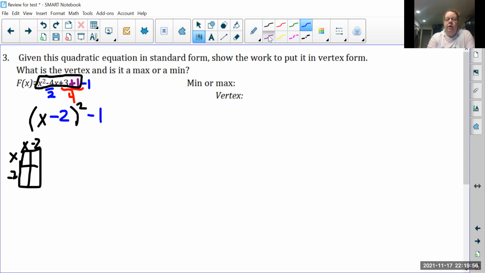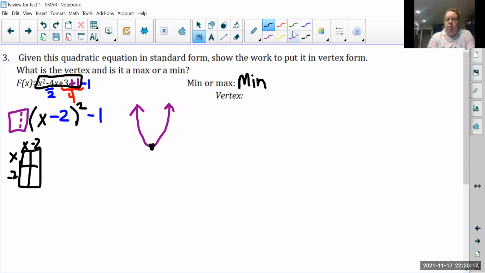So then I'm going to look over here and I'm going to decide if it's a min or a max. Well, my a value, which would be out here, is technically a 1. So it's positive, meaning that my parabola is going to open up towards the positive direction. So my vertex is the lowest point here. And since it's the lowest point, this is going to be a min.